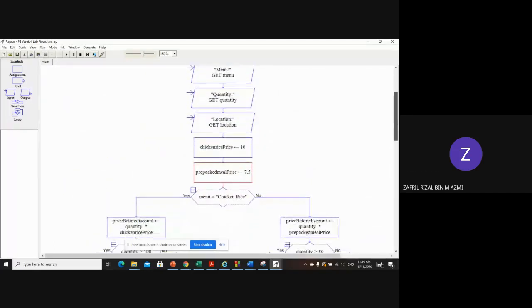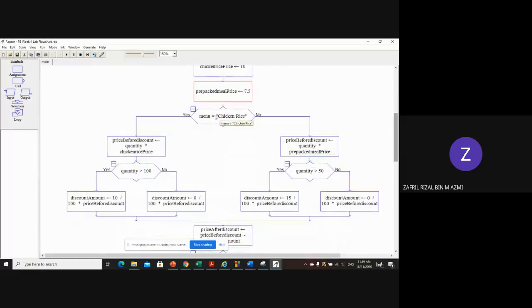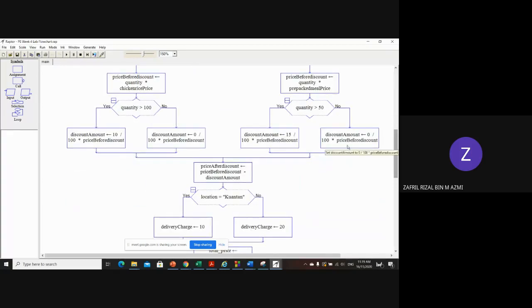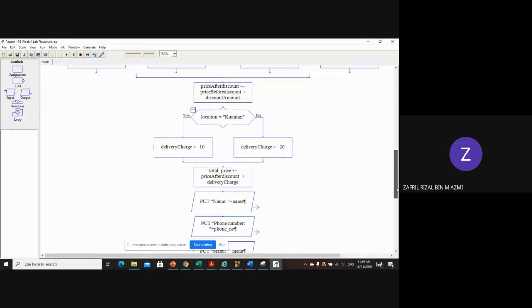Okay, everyone see this? So this is correct. We have chicken rice, yes, over here. Prepared meal over here. This is for discount. For prepared meal, no discount. This is discount for chicken rice. No discount over here. And then both will go to the same direction, to do the calculation for price after discount. After you get the discount value over here, and then you calculate price after discount. And finally, you go to the calculation for location.